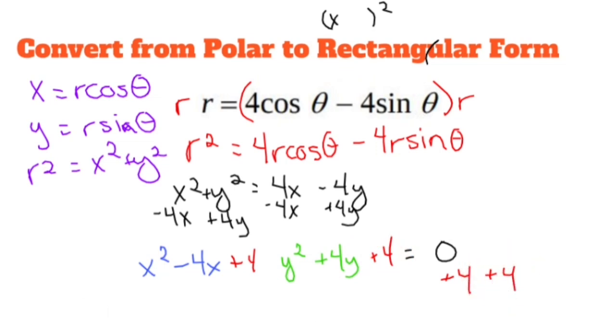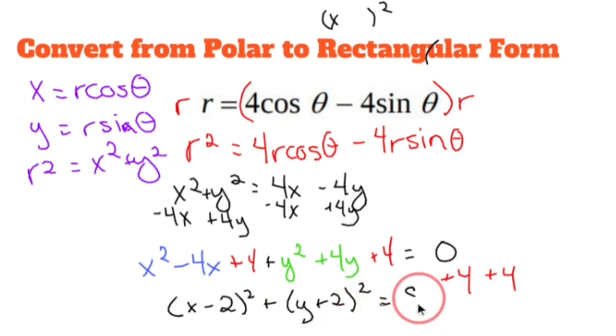What we have here is a perfect square trinomial that factors out to x minus 2 squared. And here, a perfect square trinomial that factors out to y plus 2 squared. And what do we have over here? 8. So now it's in rectangular form, and it's a pretty version of rectangular form. That's what I like. That's what I want. And that's what I'm sticking with.